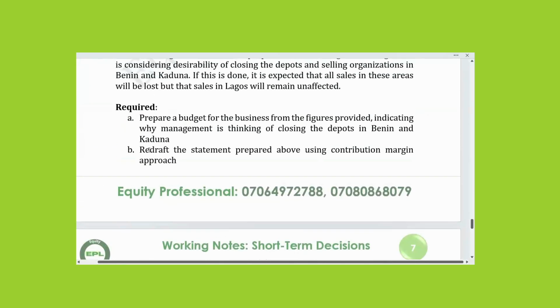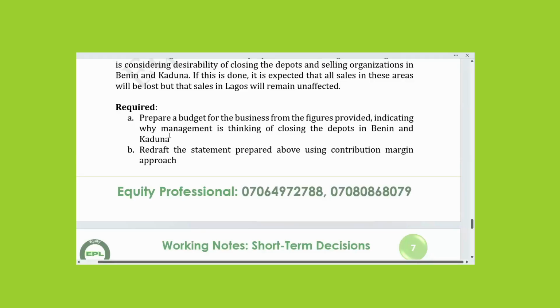Let's move to B. Requirement number B, you are to redraft the statement prepared above using contribution margin approach. Pay attention to this requirement. Requirement number A, examiner is asking you to prepare a budget from the figures provided, indicating why management is thinking of closing down Benin and Kaduna, because in the question, we are not given income statements. And we said that income statement will show profit or loss. That will tell us the reason why management is closing Benin and Kaduna depot. Now, that's what we have done so far.